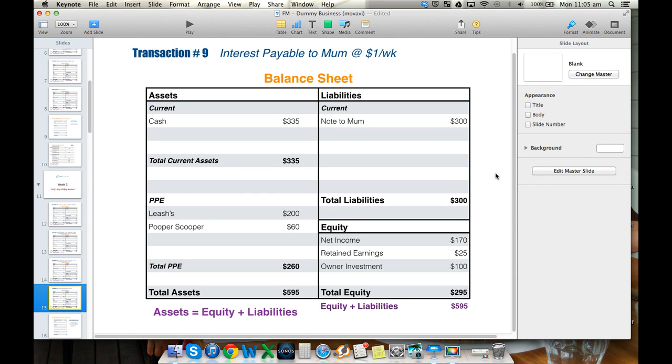Okay, so transaction number 9. Mum's been gracious in lending us the $300 to get our business started, and she wants some interest on her $300. So after a brief discussion, we agree, fair enough, we'll pay you $1 a week on your loan there, Mum. So we're going to pay that in cash. So go ahead and have a go at entering this transaction. Pause your video now.